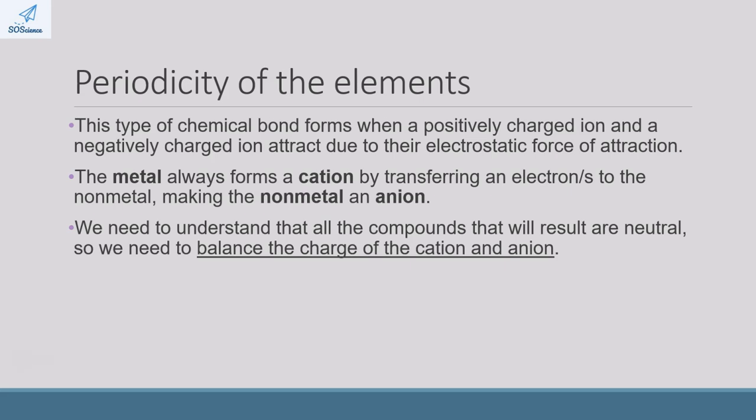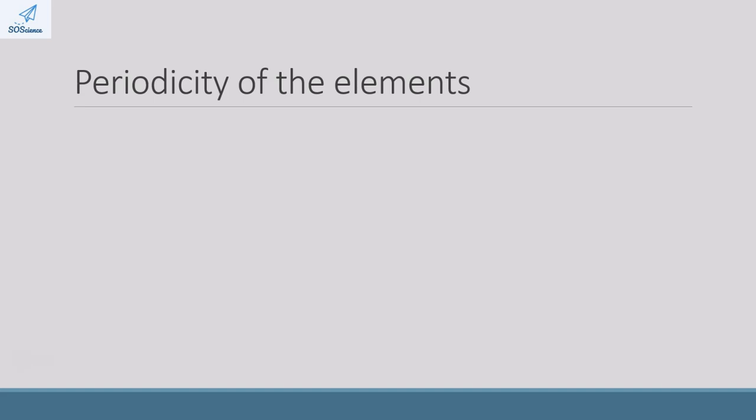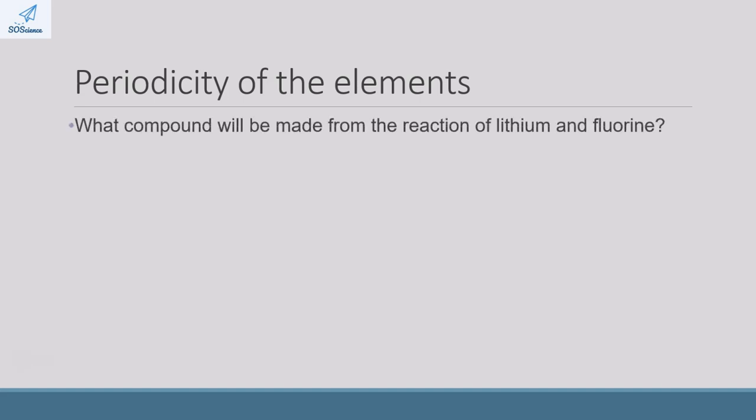So a compound that is formed by a cation and an anion, we need to balance their positive and negative charges so that the compound as a whole is neutral. So here's some examples. What compound will be made from the reaction of lithium and fluorine?